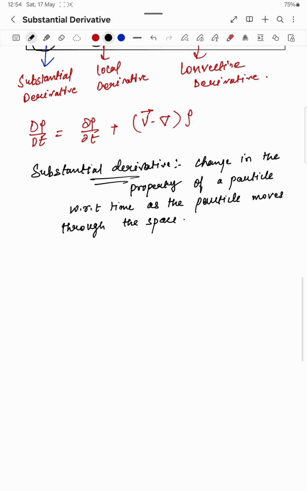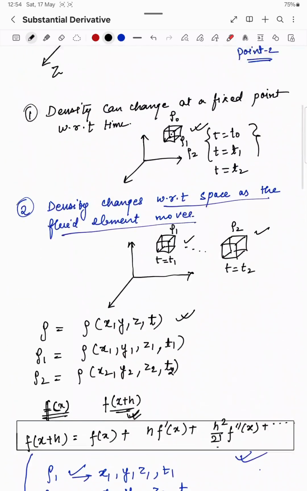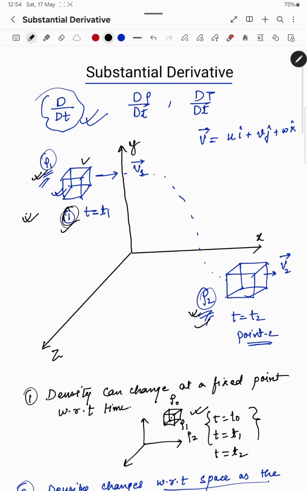So now we can understand it better here. As this particle or the fluid element is moving, how its density is changing. One is changing with respect to time and the other is changing with respect to position. So substantial derivative is the change in property with respect to time as the particle moves through the space. How its density is changing when it is moving in the space, that is what the substantial derivative is. Okay, so that is represented by substantial derivative.